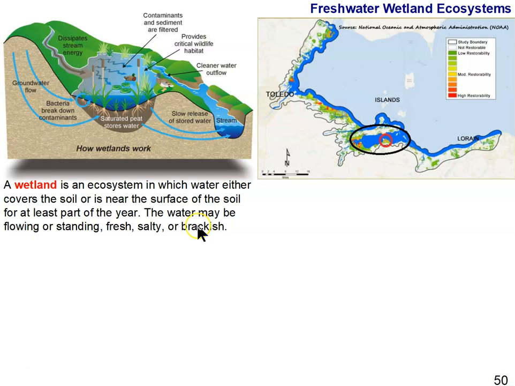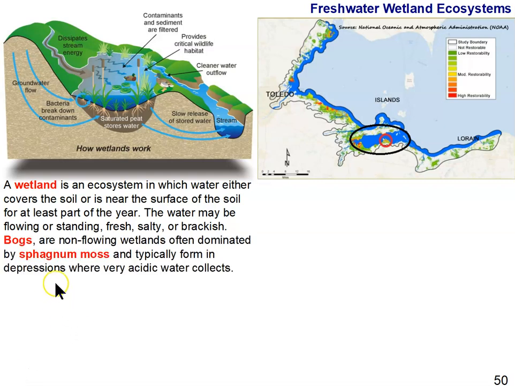Brackish refers to water that has some salt in it, but it's not as salty as ocean water. So it's somewhere between fresh and salty. And we're going to be identifying and differentiating between three different kinds of wetlands: bogs, marshes, and swamps.